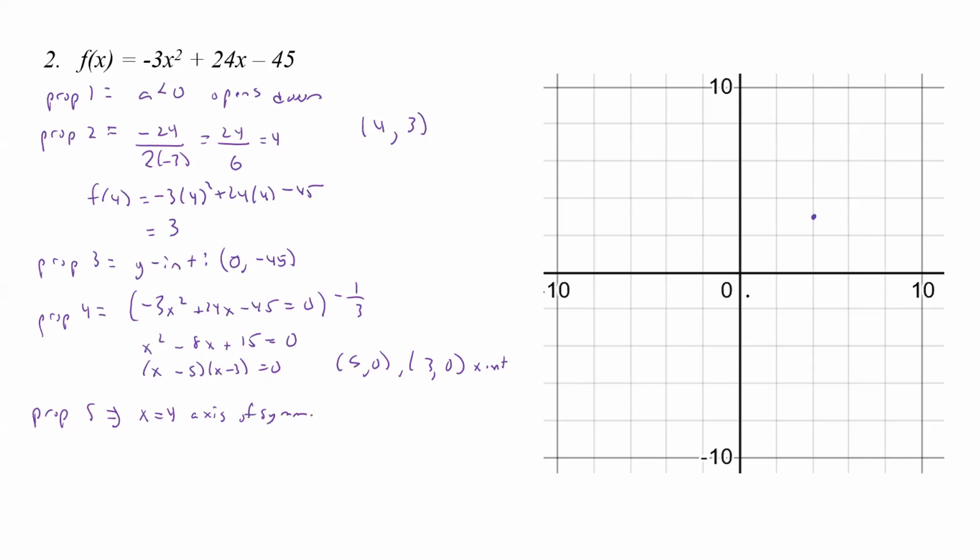All right, so we plugged in our vertex when we started. Now let's plug in our x-intercepts. So we had a 5, 0, so that's going to be right here. And we have a 3, 0, which is right there. And it's going to open down, which looks right, because we're going to go like this.